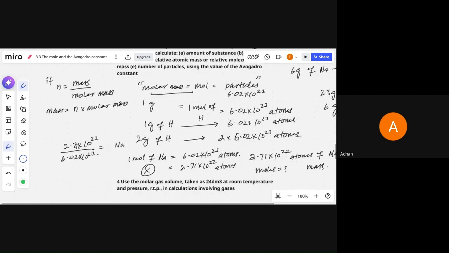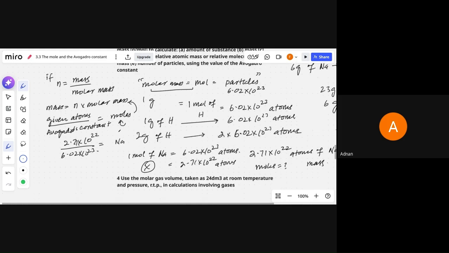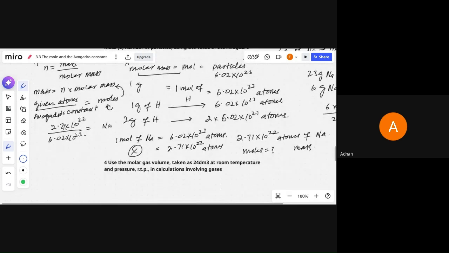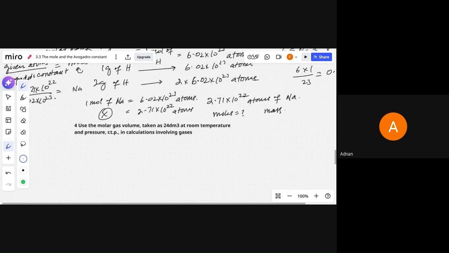And if we have a number of atoms and you're asked to find moles, it is the given number of atoms divided by the Avogadro's constant, and this is going to give you the moles. And then once you get moles, you can change it into mass by multiplying it with the molar mass. So these are some of the formulas that you can use, and we will practice them further when we solve questions from the past papers.